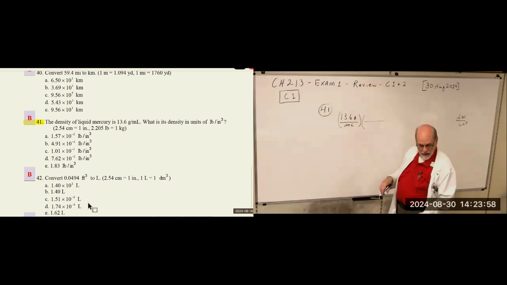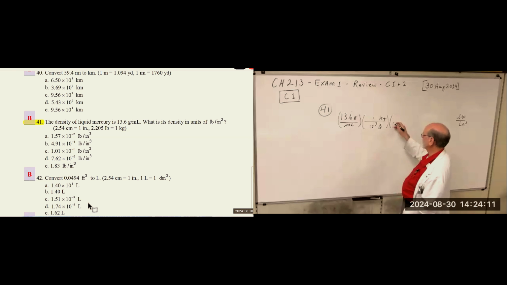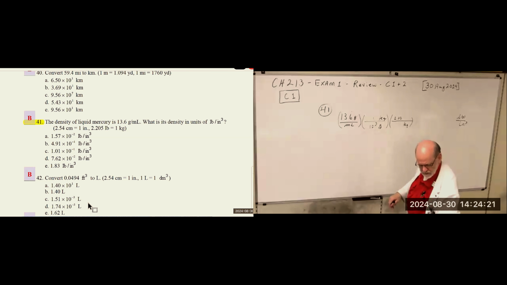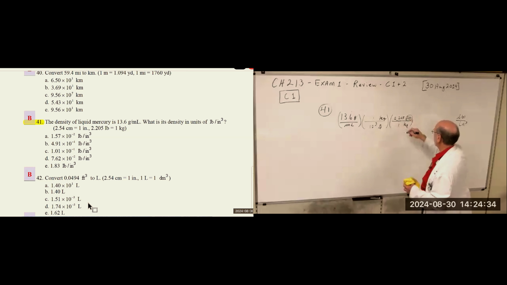Our conversion factors are given as kilograms. Okay, grams, we have to have kilograms first before we can use that conversion factor. So we need 1,000 grams per kilogram. All right, that leaves kilograms. Now we can go to pounds. 2.205 pounds per kilogram. So the kilograms are gone. Got our pounds right here.